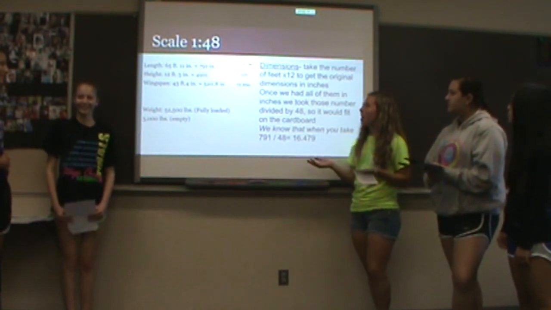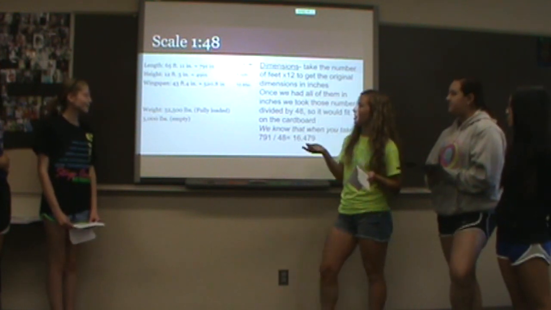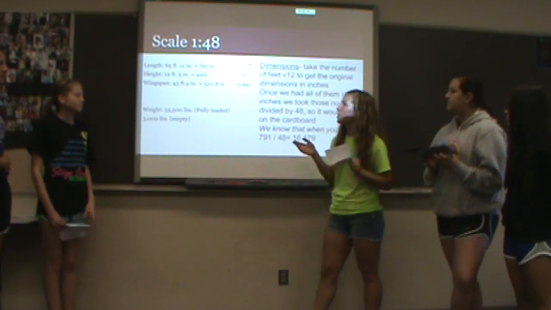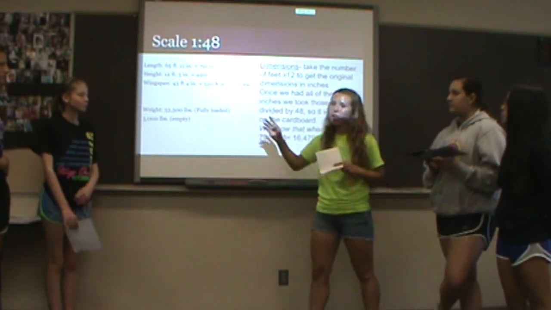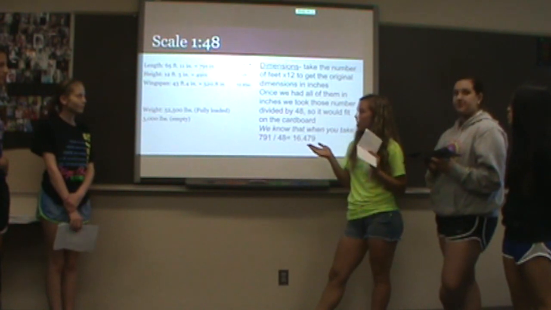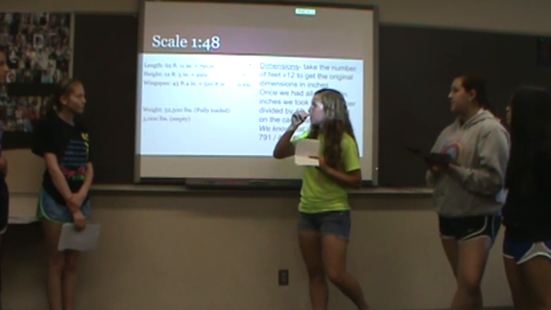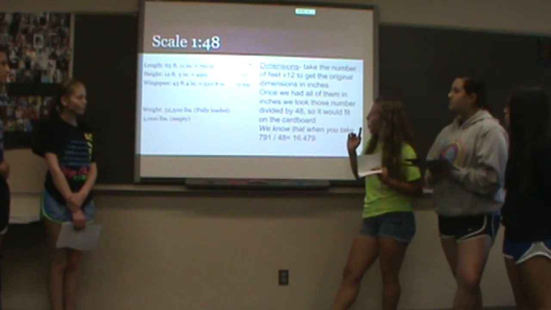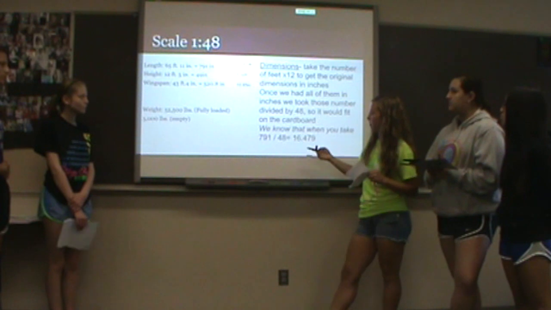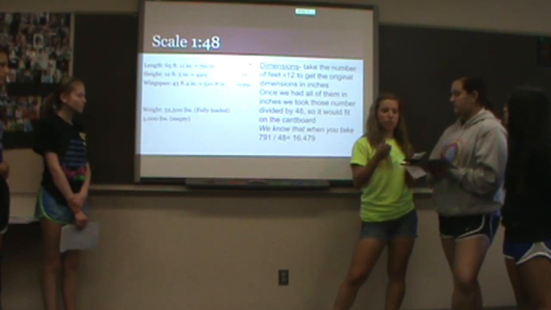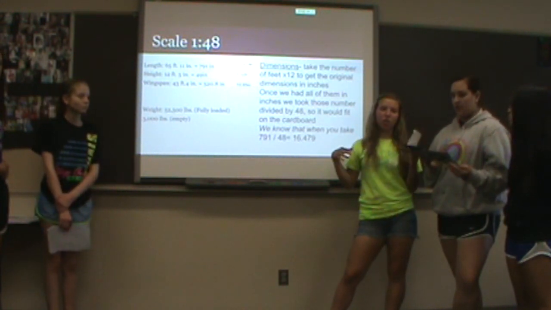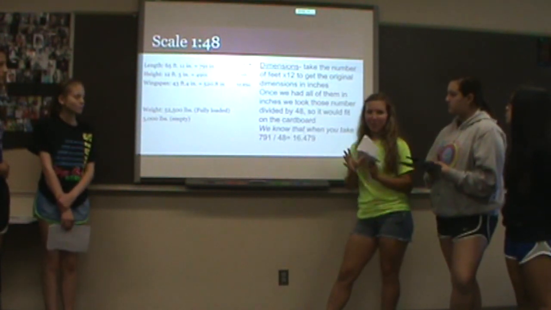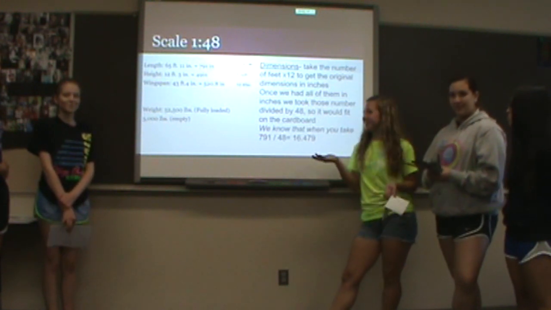Okay, so we had the original lengths of the actual plane, the huge, large plane, and we put those into inches so that we wouldn't have decimals or anything to figure out. Once we figured that out, we took the number divided by 48 to get how long our wingspan would be and how long our actual plane would be. And those are these lengths right here, so they're scaled down a lot so that we could fit it in the room.